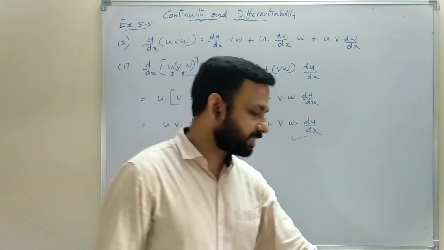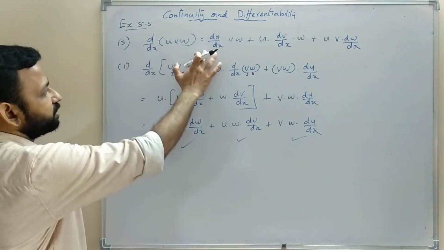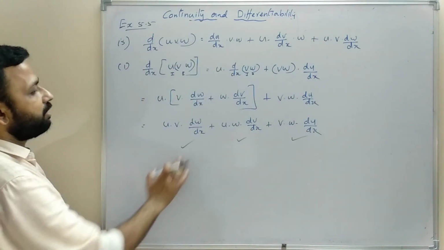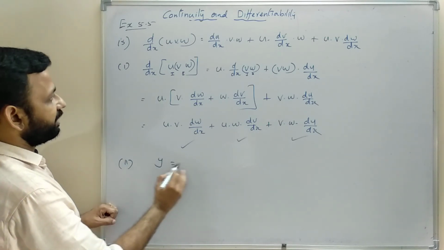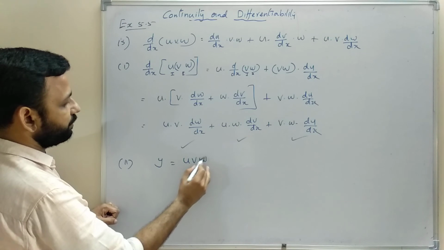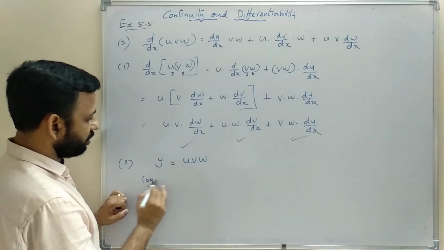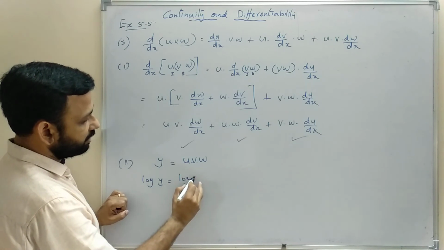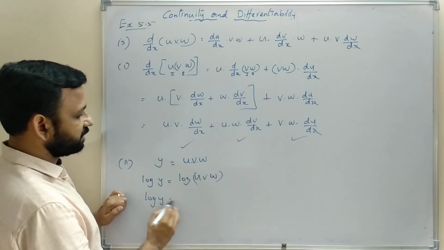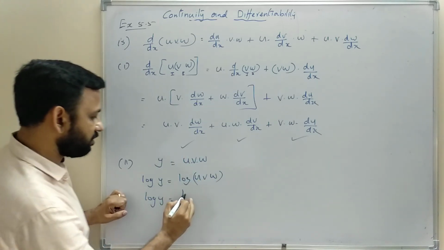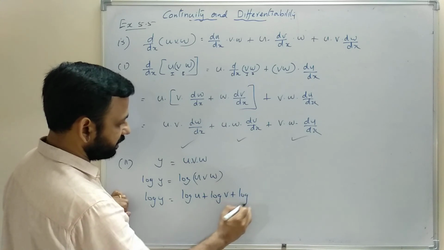Then the second method is logarithmic differentiation. We need to show that LHS equals RHS by logarithmic differentiation. In the second method, we take y equal to u v w. Then taking log on both sides, log y is equal to log u v w, that is log A plus log B plus log C, so log u plus log v plus log w.